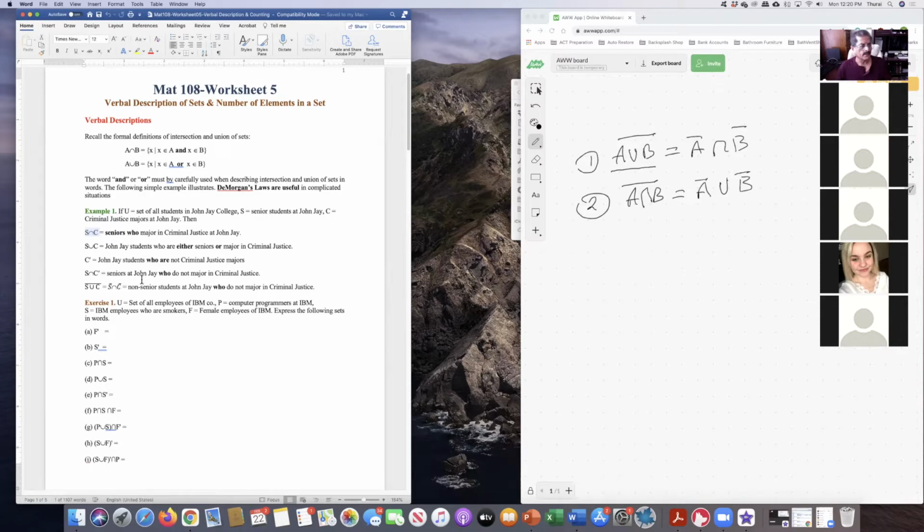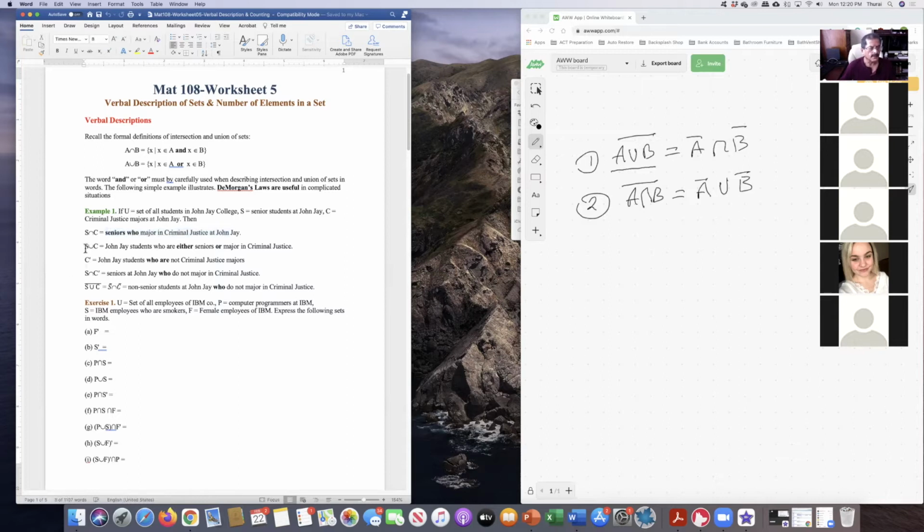S intersection C would be all the students who are in S as well as in C, both. So when you want to verbally describe it, you would say seniors at John Jay College who major in criminal justice, or seniors who major in criminal justice at John Jay. You can use your own wording, but it has to come out right as a description of that set. The students must be seniors as well as criminal justice. So how do you say that? Seniors at John Jay College who major in criminal justice.